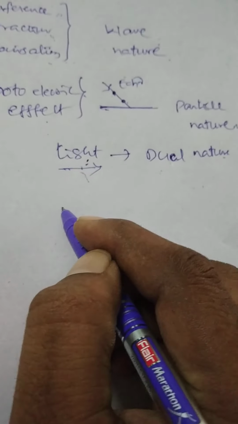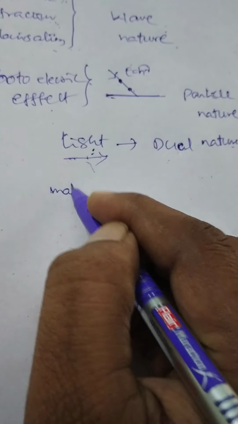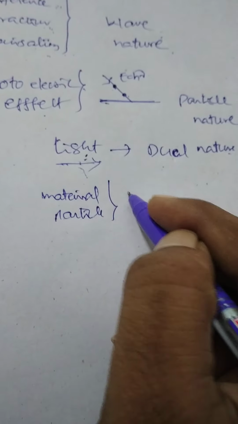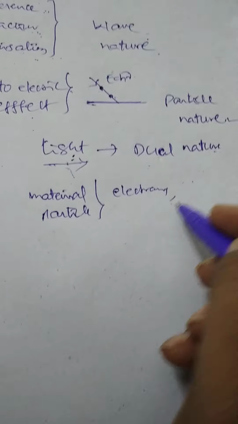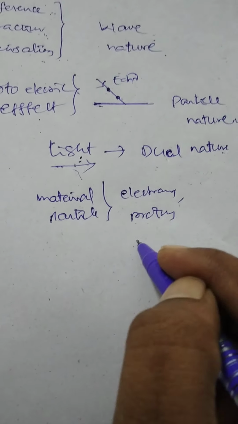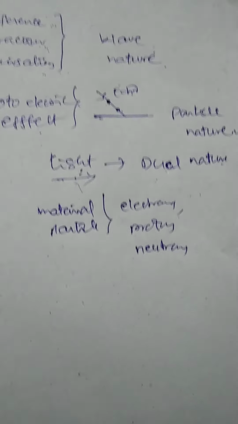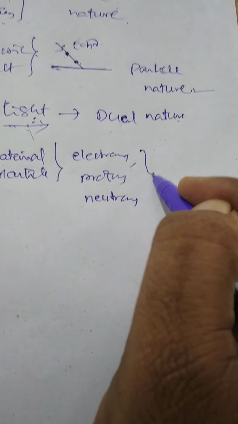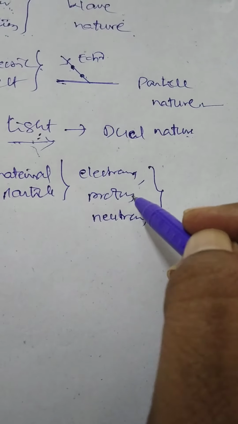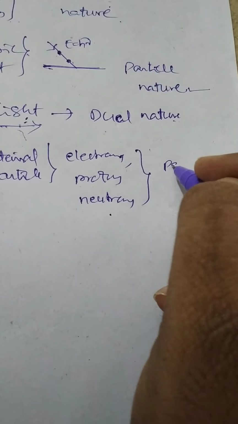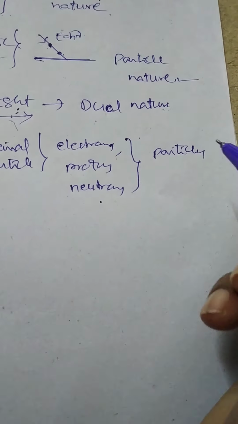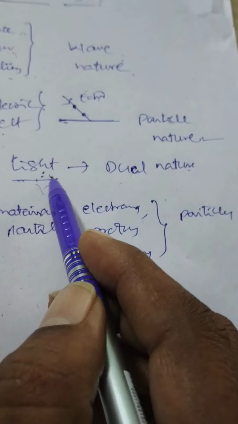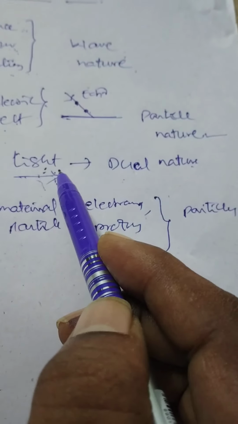But actual particles means material particles. The material particles are electrons, protons, neutrons. All these are taken as material particles. These electrons, protons and neutrons always exhibit particle nature, just as light is having wave nature. And to explain some more properties, light behaves like particle nature.